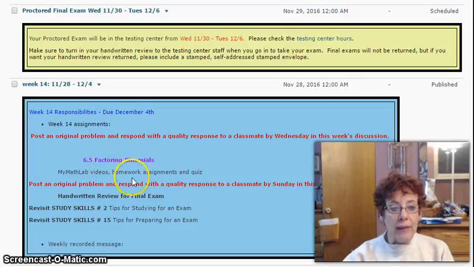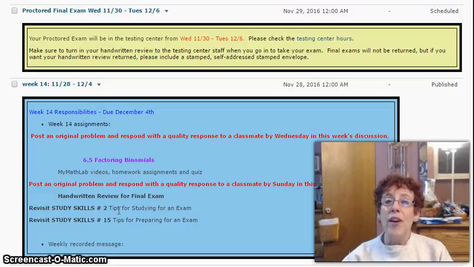So review that. Our handwritten review should be covering every topic that we've covered since week 1. So go back. If you've received your tests back, go through every question on the test. It's the best way to prepare. The questions that you've had on your tests already are going to be very similar to questions that you will have on the final exam.